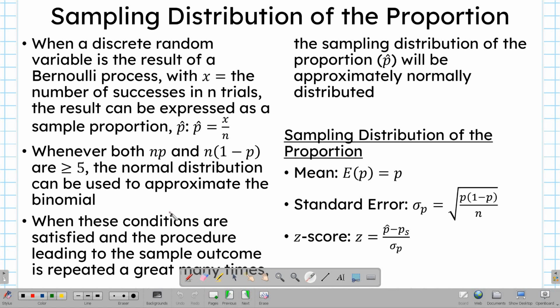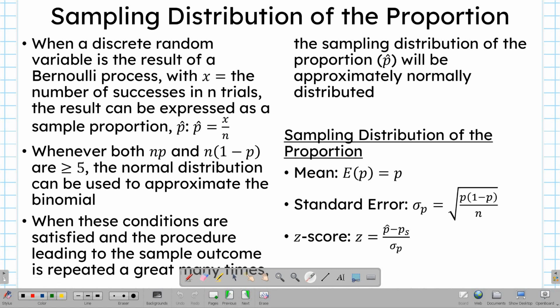So it's not just the sample mean that can have a normal distribution. When a discrete random variable is the result of a Bernoulli process, with x equal to the number of successes in n trials, the result can be expressed as a sample proportion, p hat, where p hat is equal to x over n. In this specific case, we're talking about the binomial distribution, because it's a Bernoulli process or a binomial experiment, wherein the sample proportion is approximately normally distributed.